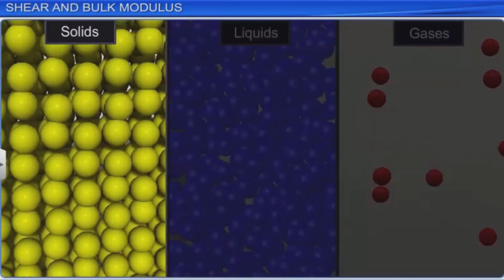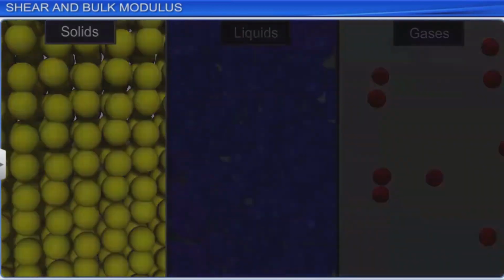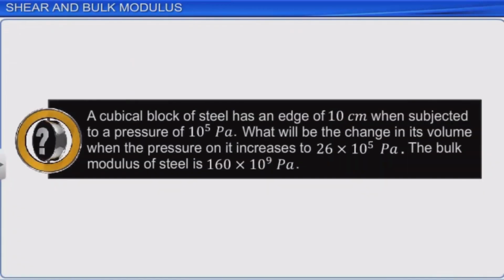We will solve a numerical problem. A cubical block of steel has an edge of 10 cm when subjected to a pressure of 10 to the power 5 Pascal. What is the change in its volume when the pressure on it increases to 26 times 10 to the power 5 Pascal? The bulk modulus of steel is 160 times 10 to the power 9 Pascal.